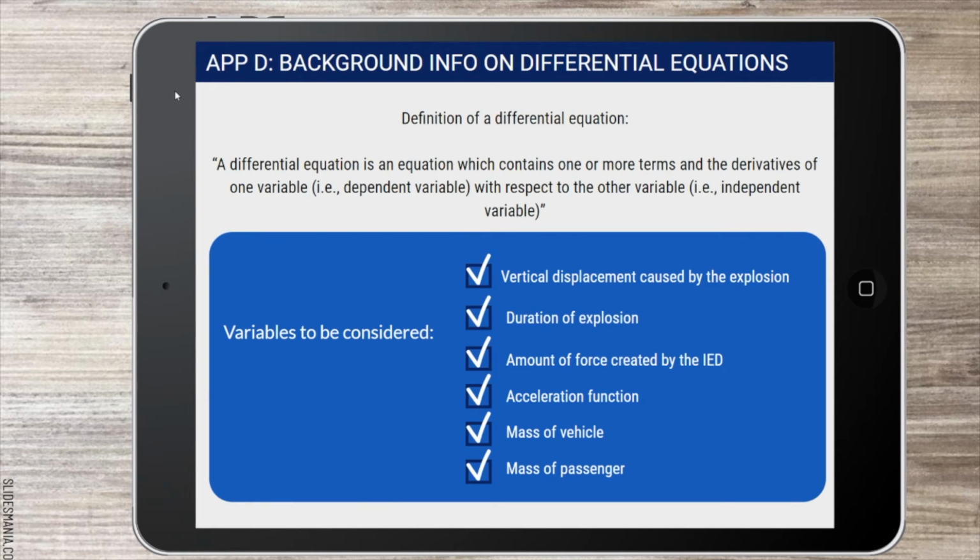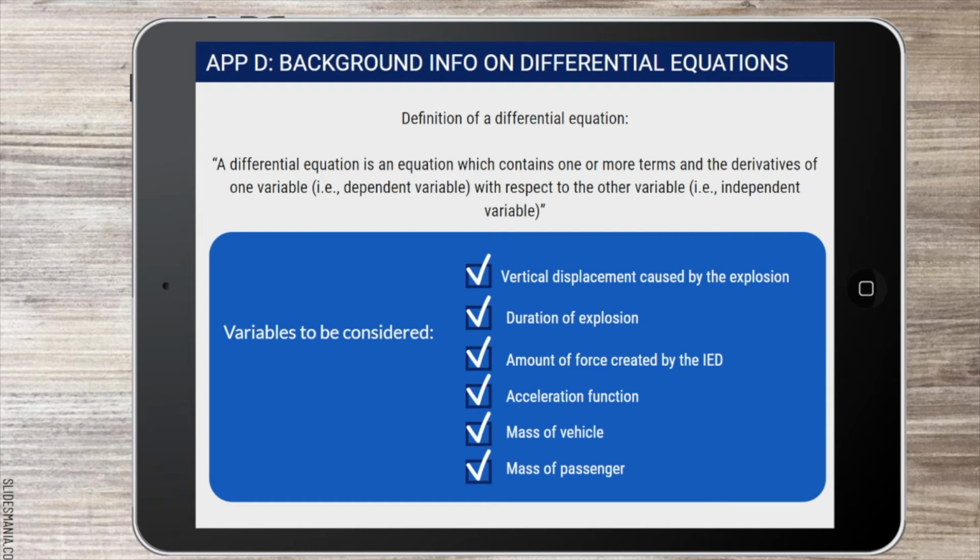A differential equation is an equation which contains one or more terms in the derivatives of one variable with respect to another variable. It's pretty much one way of saying that the rate of change of a variable and the rate of change of another variable are connected through the differential equation, which draws a relationship between these two. So in this scenario, in an IED blast, it's important to consider different variables so that you can create a proper differential equation which will include all these variables, which would then make it a more accurate equation.